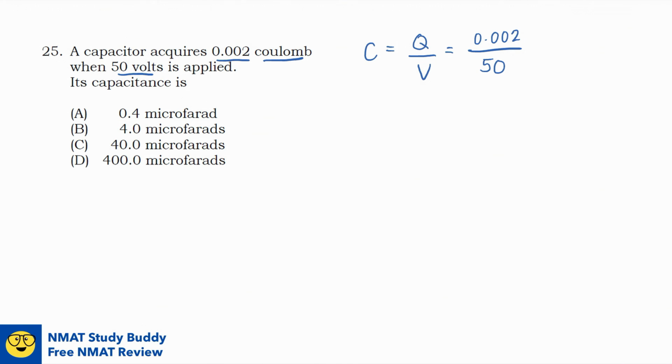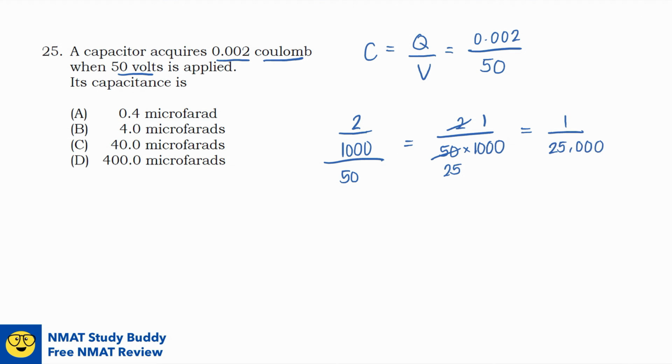Equal yan sa 0.002 coulomb over yung 50 volts. So, isimplify lang natin. Bale, itong 0.002, it can also be written as 2 over 1,000 in fraction form. And then, all over 50. Which is also equal to 2 over 50 times 1,000. Then, cancel. Ito magiging 1, ito magiging 25. So, meron kang 1 over 25,000. And then, i-divide mo na. 1 divided by 25,000. Medyo ito lang yung nakakalito dyan.